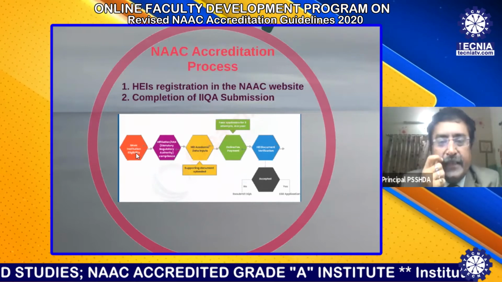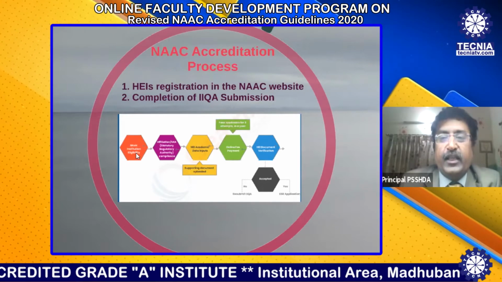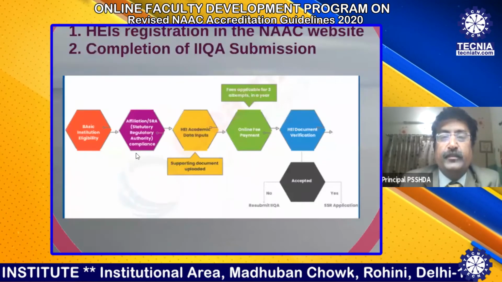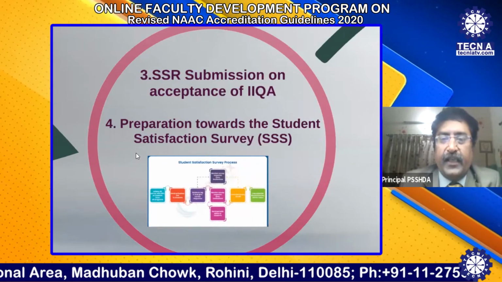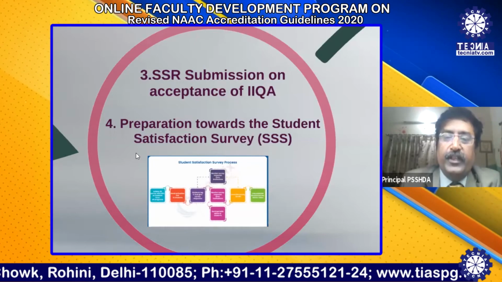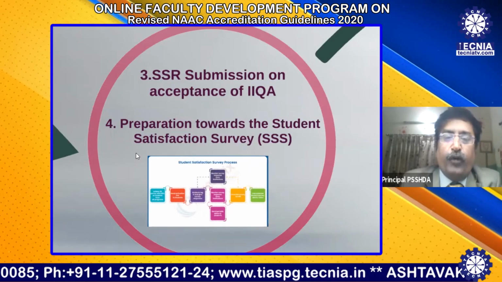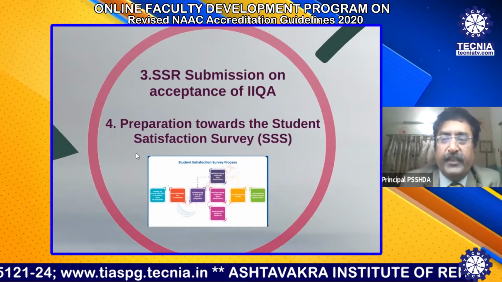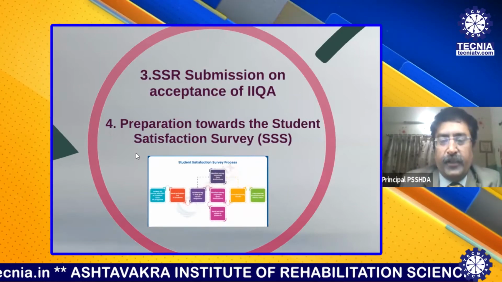So the first part is HEI registration on the NAAC website. Then second, quick completion of the IIQA. We have to submit the IIQA to NAAC. After IIQA acceptance, we have to write our SSR and submit it. As soon as we submit our SSR, within the next minute, NAAC will send messages and emails to our students for the student satisfaction survey. And we need to complete the survey for 10% of our college strength.